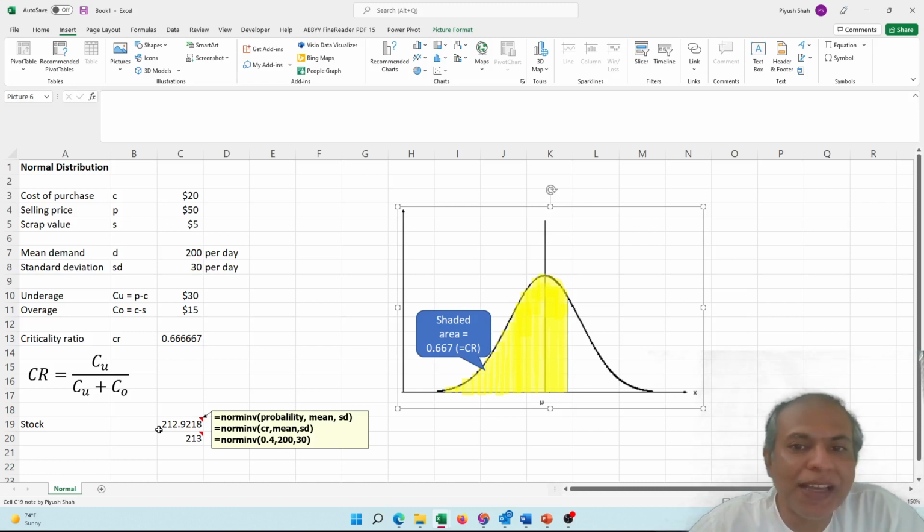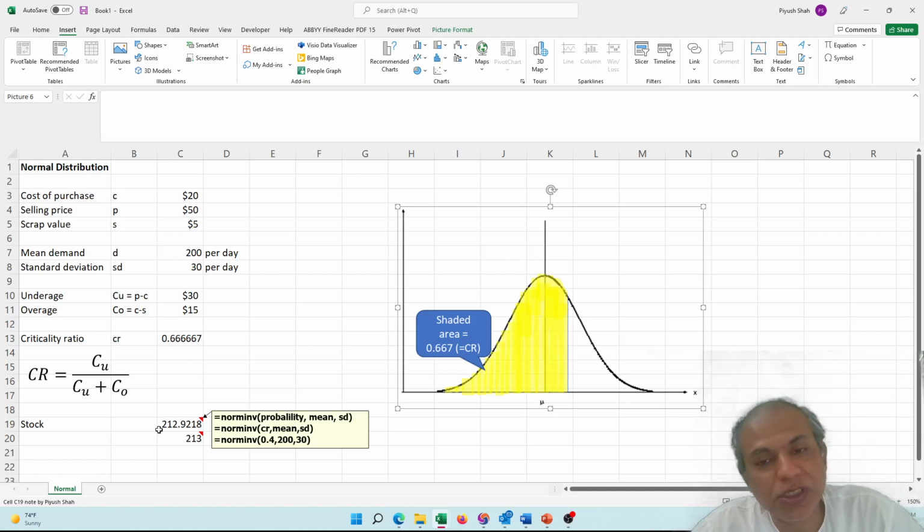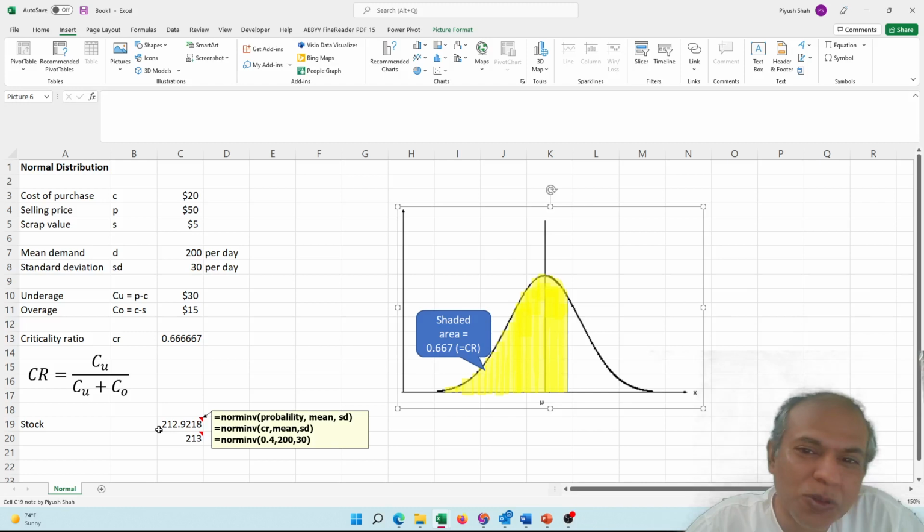So that's the idea of how to calculate the amount of goods to stock in a newsvendor situation. And again, depending on the distribution, the formula or the method could slightly change, but the concept remains exactly the same.